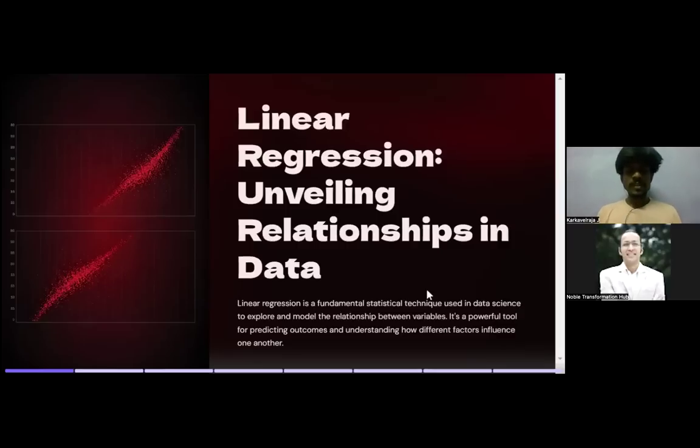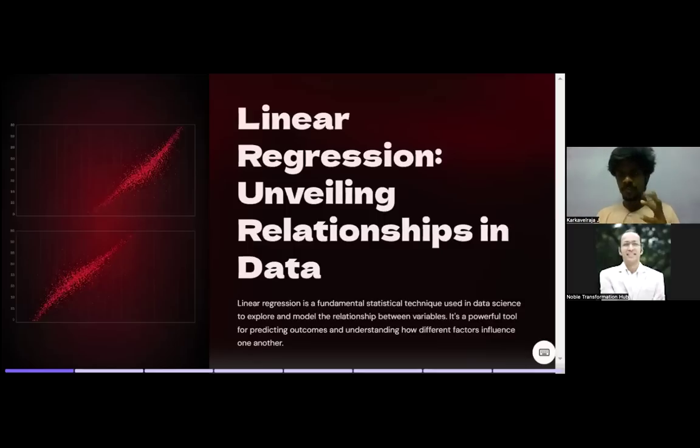So what is meant by linear regression? Linear regression is a fundamental statistical technique used in data science to model the relationship between variables. It's a powerful tool for predicting outcomes and understanding how different factors influence one another. The terminology may be confusing, so let me put it in a simple manner.